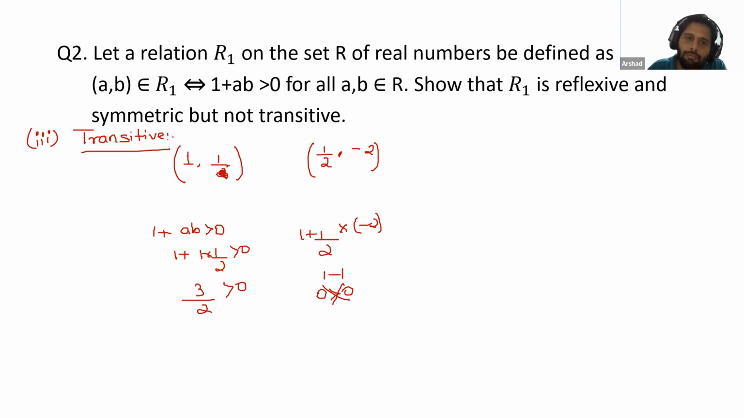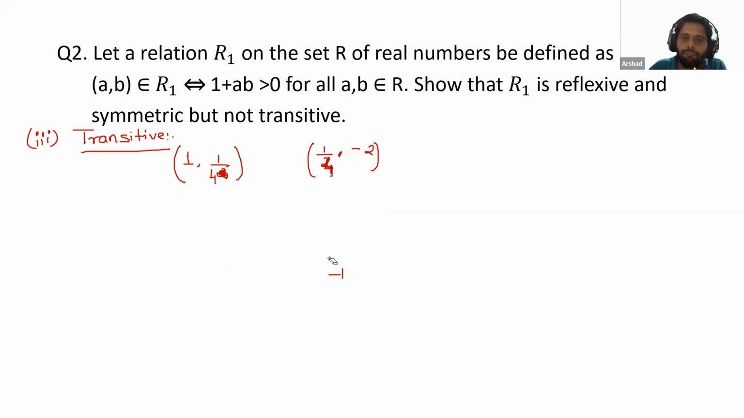What we will do, we will take 1 by 4 here. So you need to analyze in this way. Okay. So we will take 1 by 4 here. So what will happen? Now everything will be fine. Please check here. 1 comma 1 by 4 belongs to the relation R1. 1 by 4 comma minus 2 also belongs to the relation R1. Please check here. This is 1 plus 1 by 4 into 1 is greater than 0 because this will give you 5 by 4 greater than 0. This is correct. Now this one.